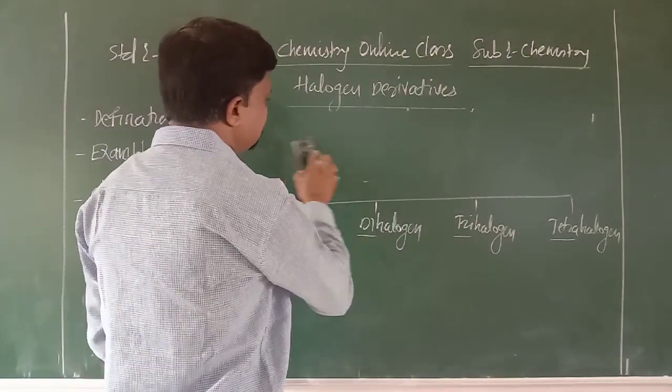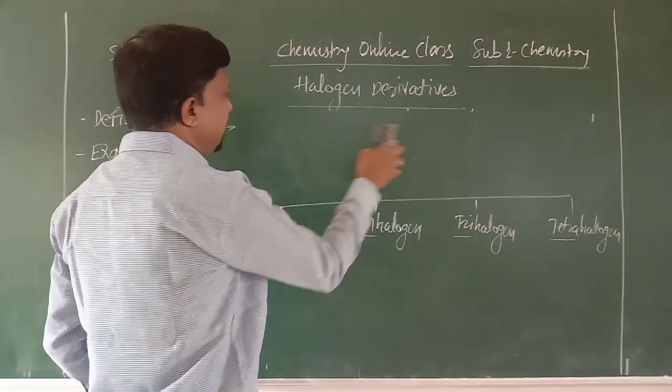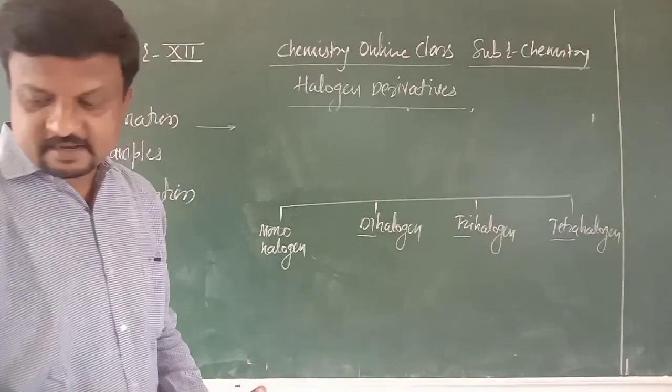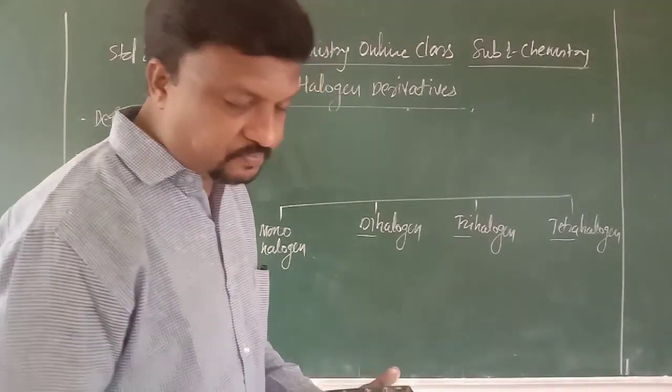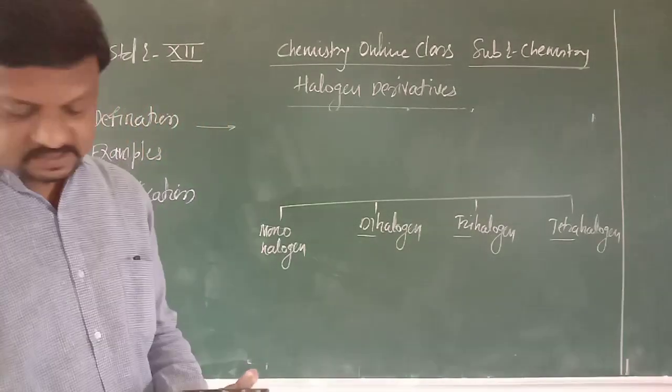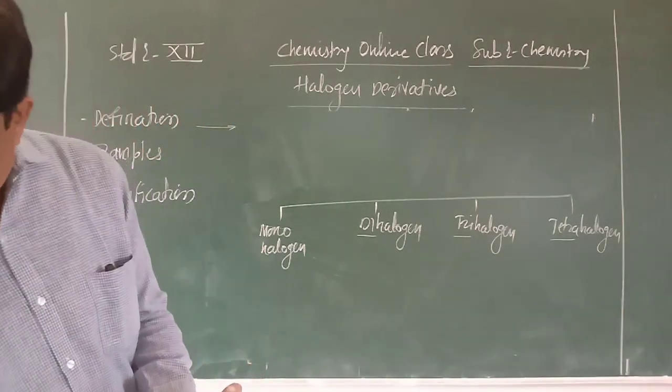Now see the second one, called the dihalides or dihalogen derivative. The organic compound which contains two halogen atoms in a compound is said to be a dihalide.